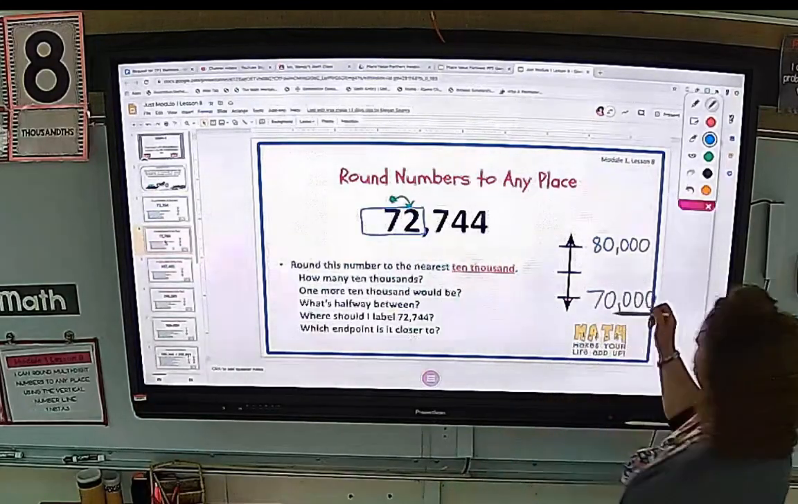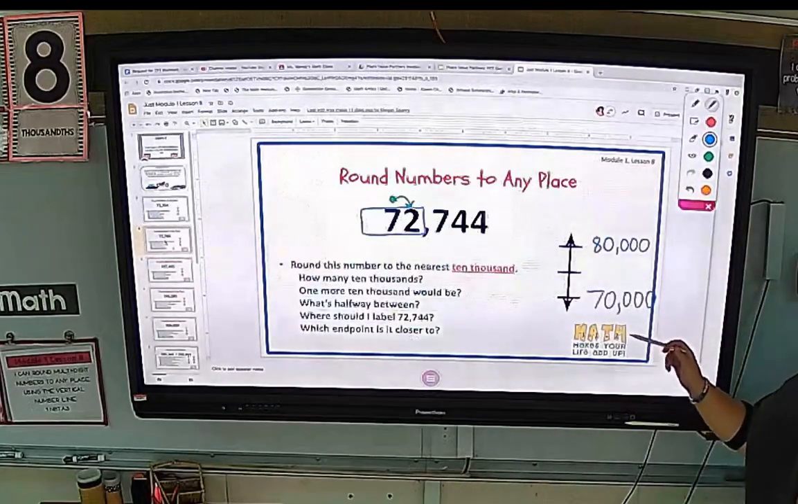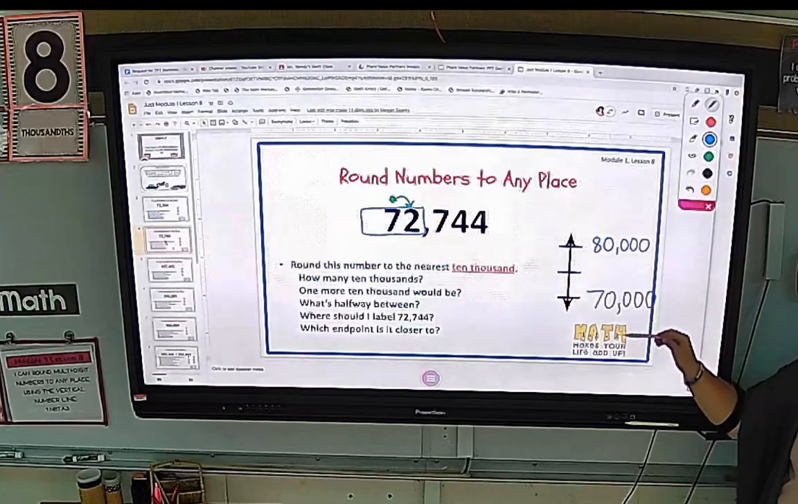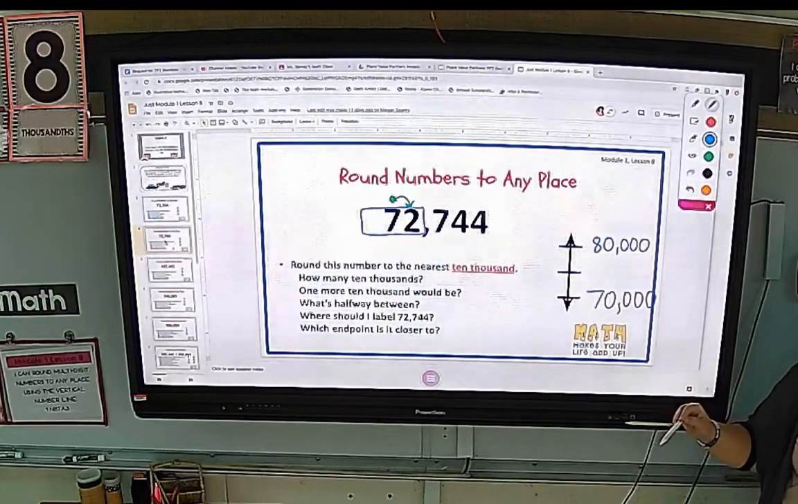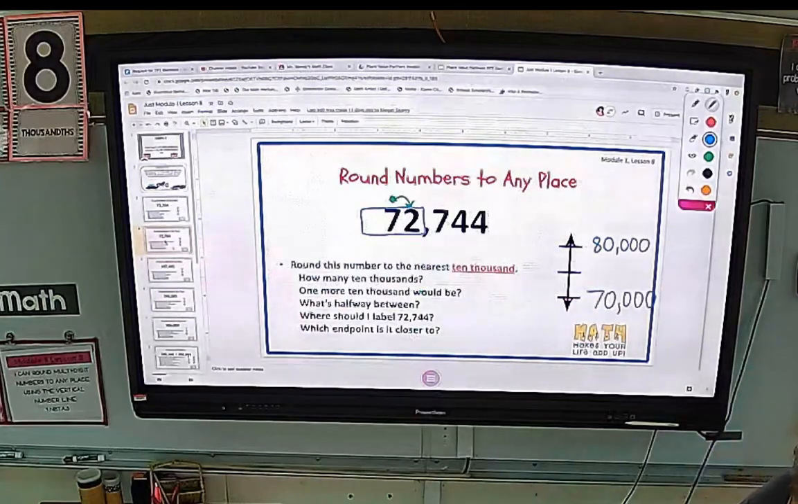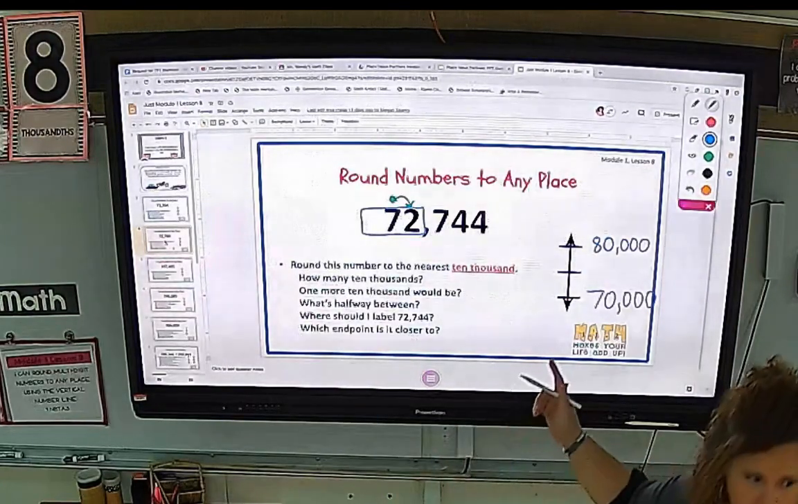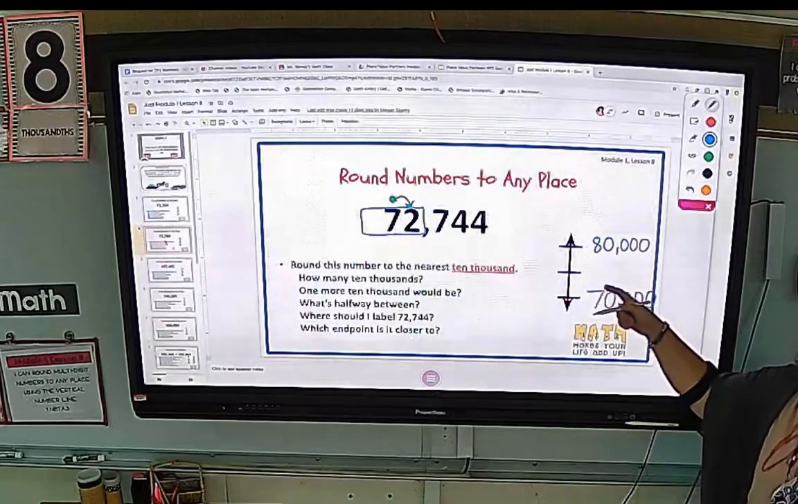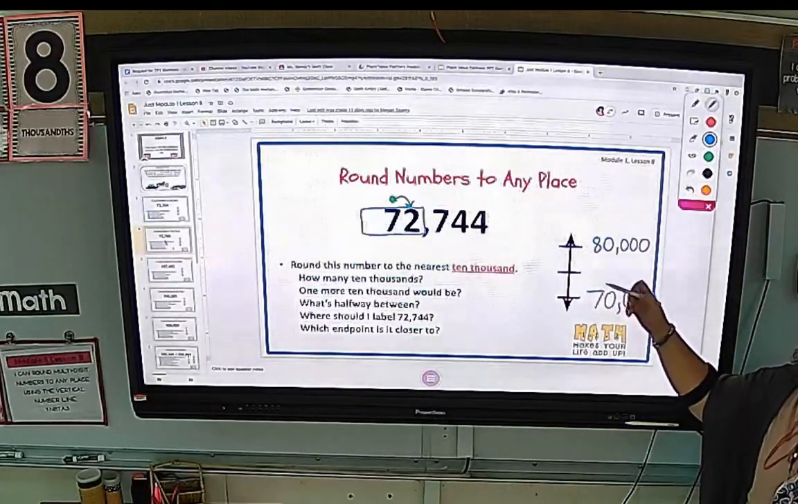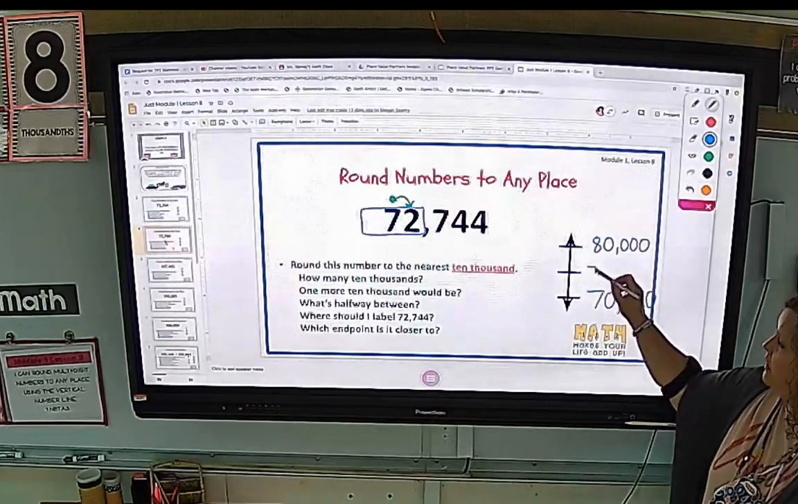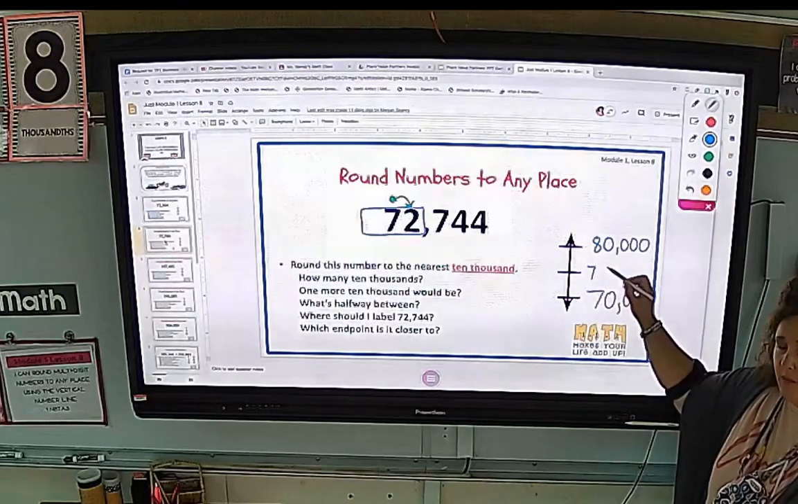Actually, what is halfway between? These are 10,000 apart. So what's half of 10,000? 5,000. If Gage has 5,000 and I have 5,000 together, that's 10,000. So what would our middle number be? What would our midpoint be? 70,000. Hold on, Alexander, what'd you put? Say it one more time.